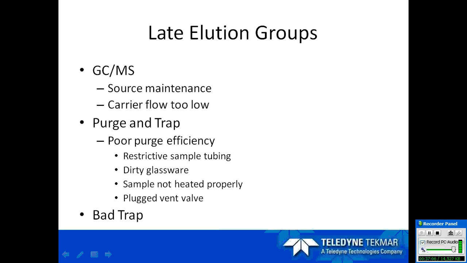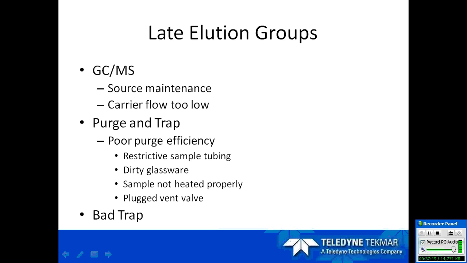The next one is the late elution groups. This is basically you want to go through and eliminate your GCMS again. That's the first step in any process you go through. Maybe you need to do some source maintenance. Maybe you need to check your carrier flow, your temperature program, your method, and make sure those are all working correctly. When we go to the purge and trap side, most of these late elution compounds that will give you problems are your purge. They have poor purge efficiency. They might be getting restricted in the sample tubing. If you have a bend or a kink in the tubing, that might be restricting the sample flow.